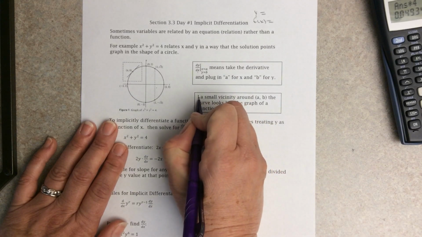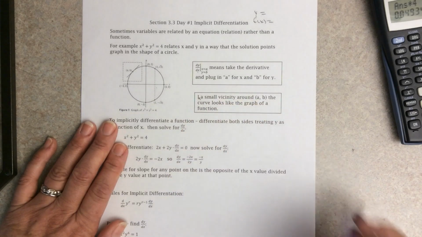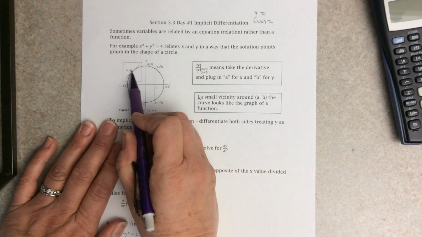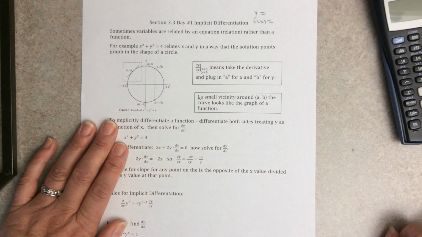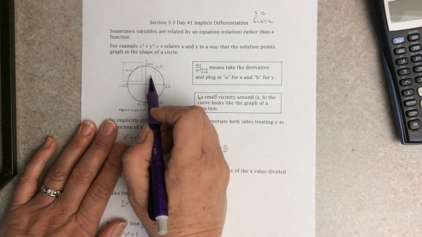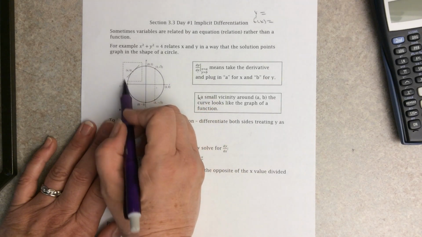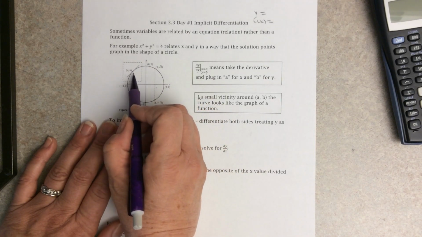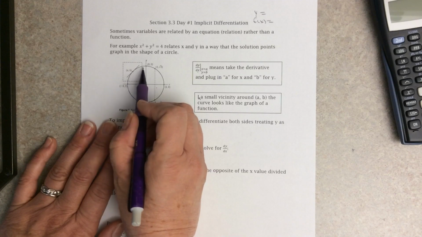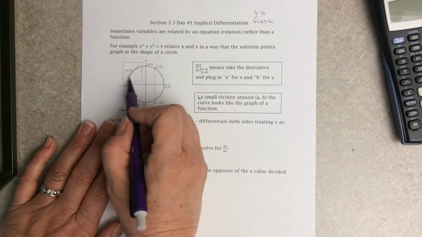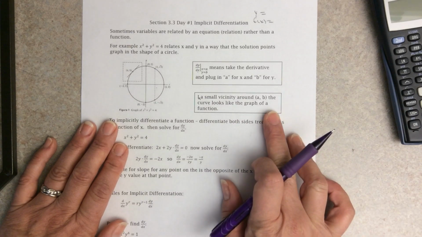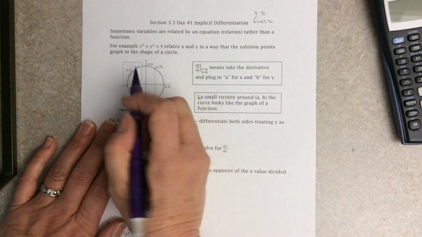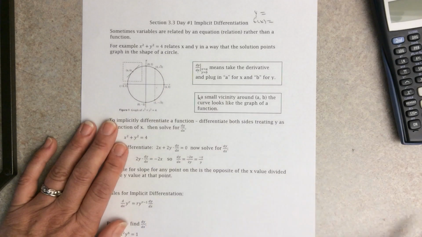And I'll put a little n here, that should be in a small vicinity around (a, b). We can look at a piece that is a function. So even though the entire thing would fail the vertical line test, if I took a little snapshot around (a, b), we could act like this part of the relation is a function. And that's the idea behind implicit differentiation. We'll just look at a little piece so that we can act like it's a function.